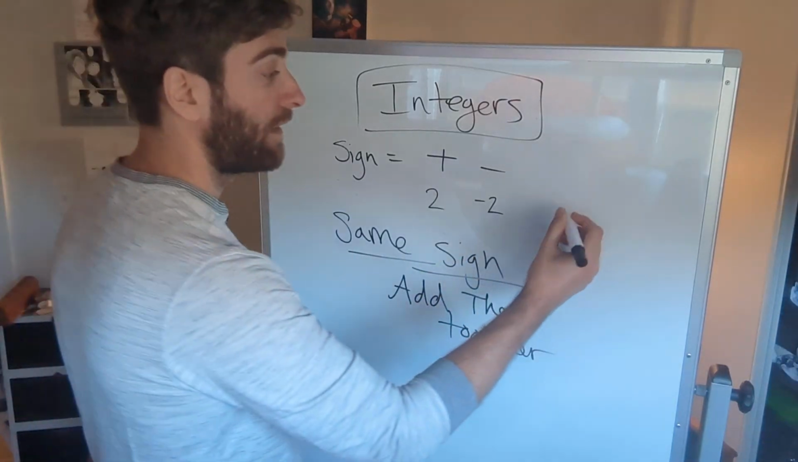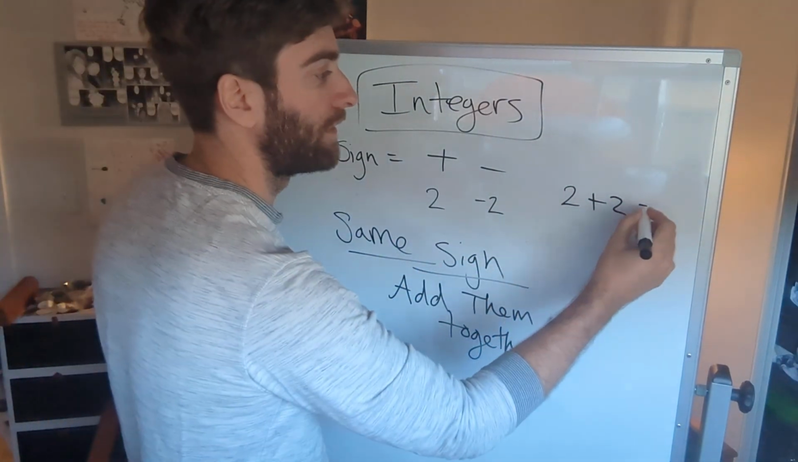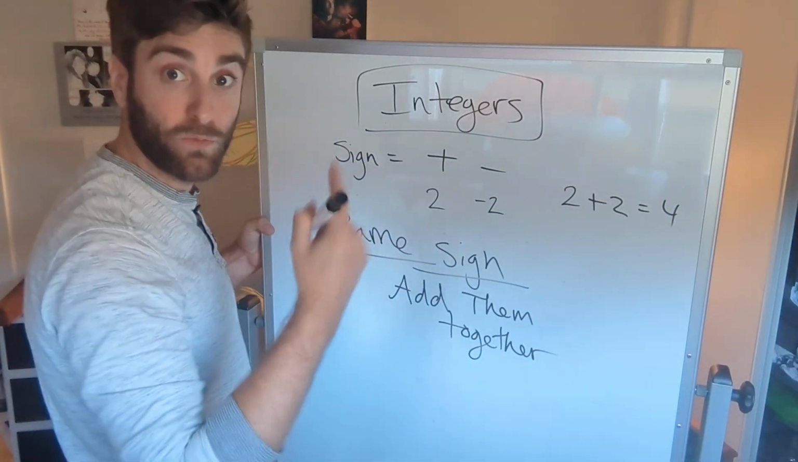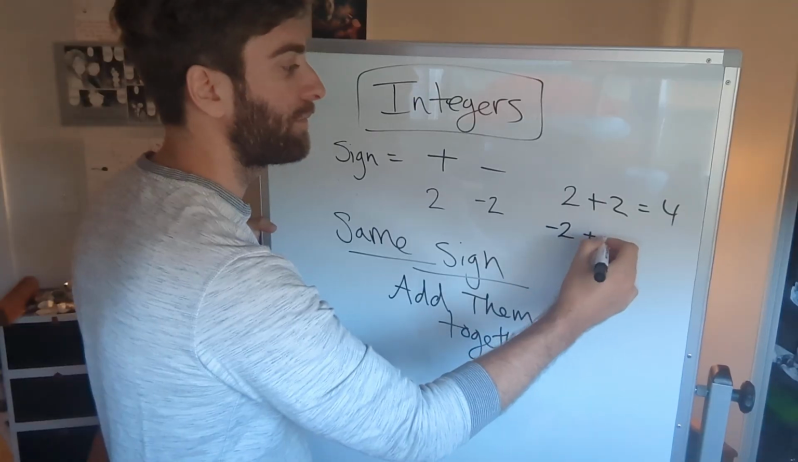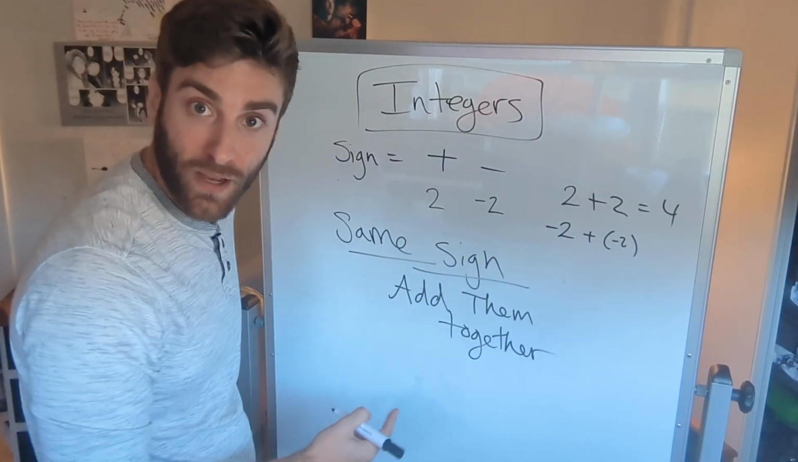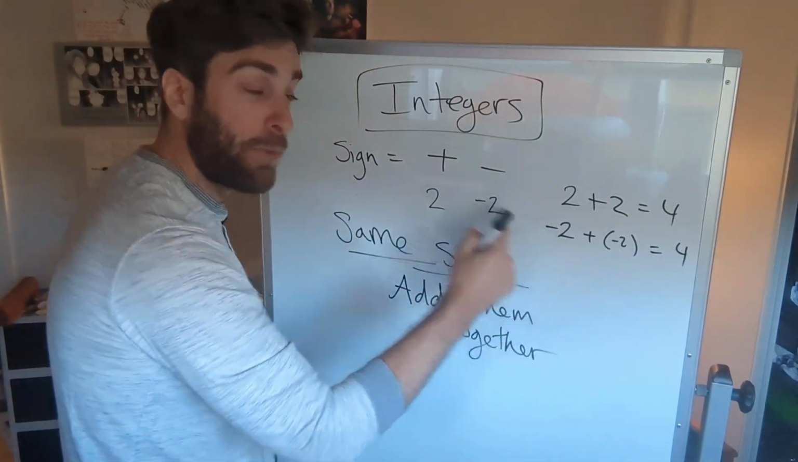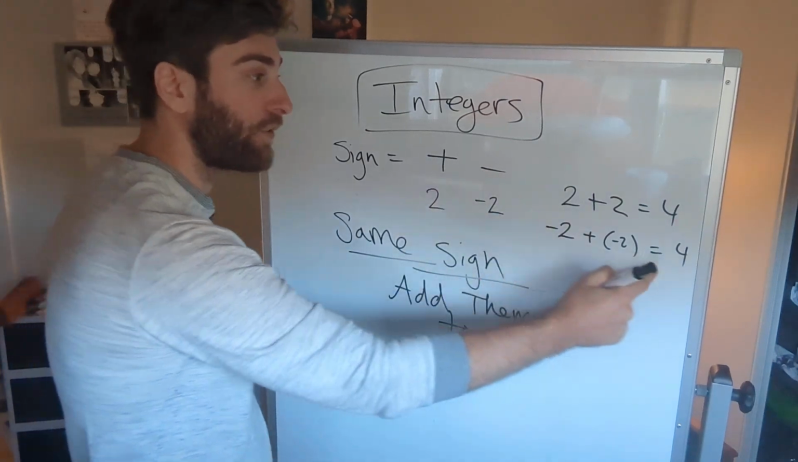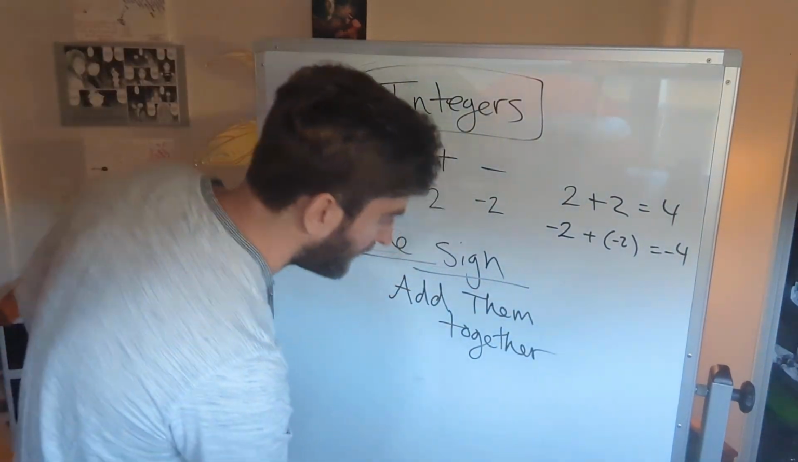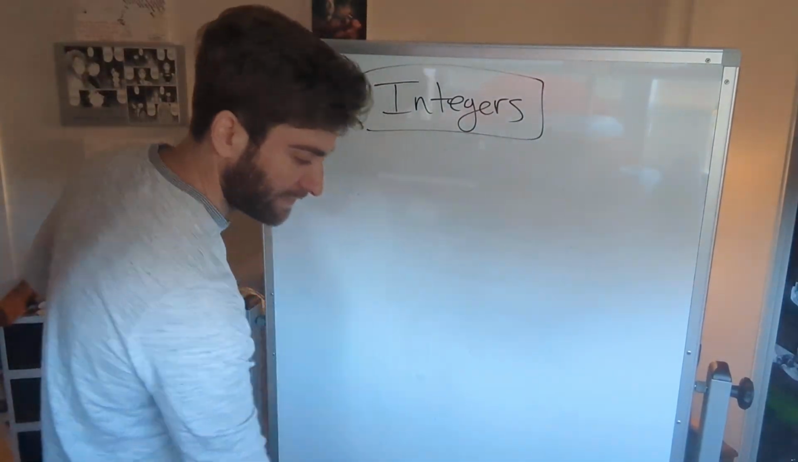So here we go. 2 plus 2. Same sign. They're both positive. Add the numbers. And we keep the sign. They're both positive. If we do it with negatives, -2 plus -2, we just add the numbers. They have the same sign. We add them together. It's 4. But we look, both of their signs was negative, so the answer remains negative as well. When they're the same sign, add them up.